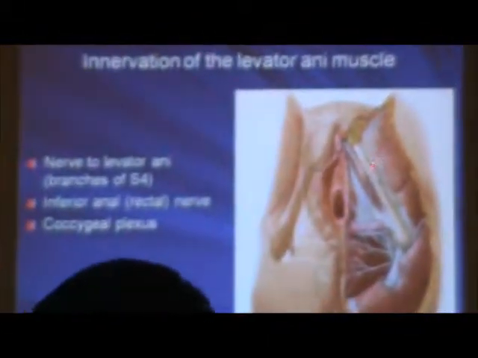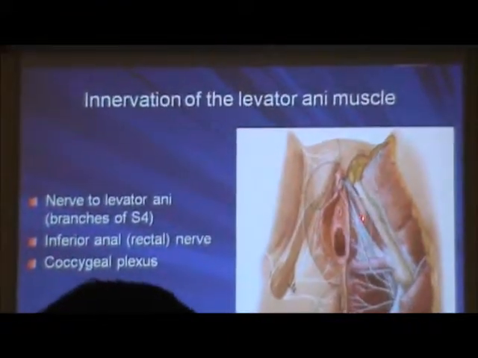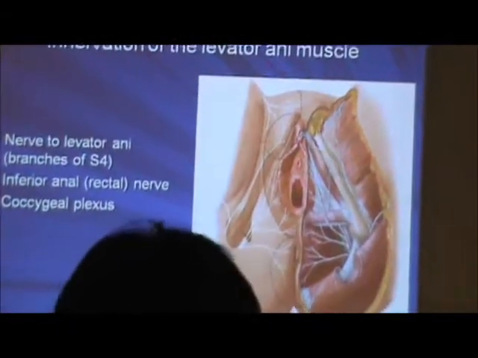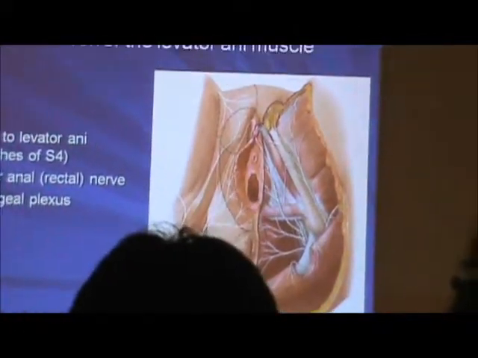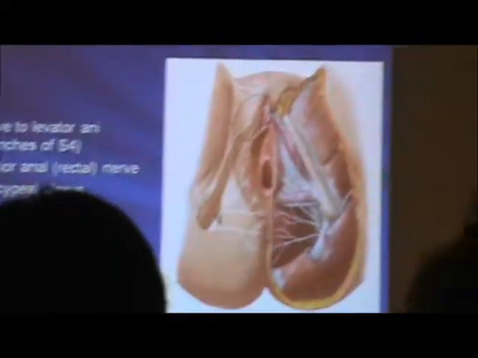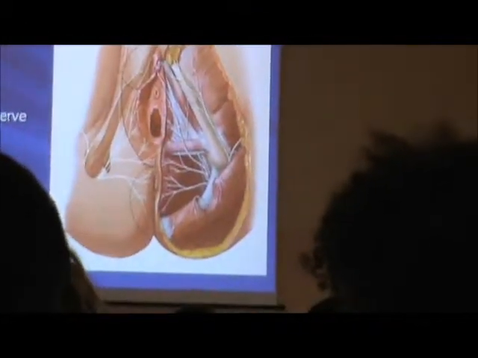The levator ani muscle is innervated by the nerve to the levator ani, a branch of S4, the inferior anal rectal nerve, and the coccygeal plexus.